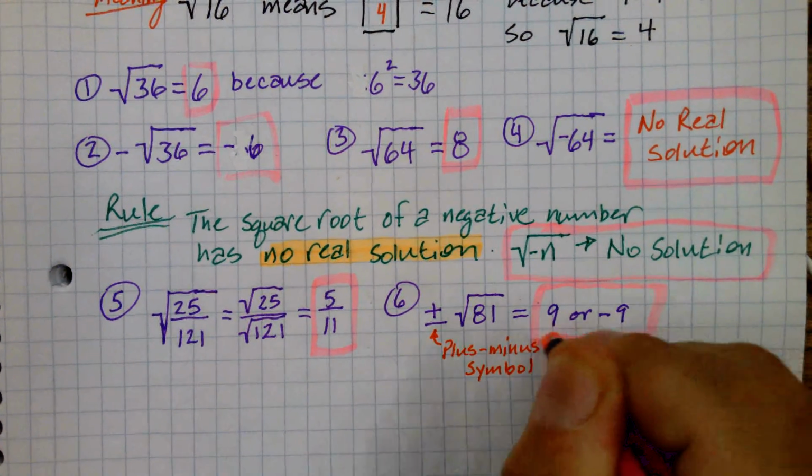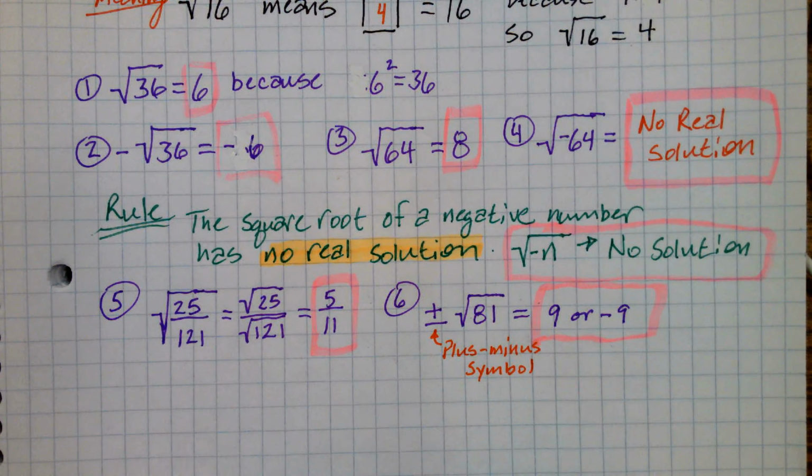Normally, we just give the positive answer, right? Normally, we just give the positive answer because the positive answer to a square root is called the principal square root, or the one that's mainly used. So that's why we always just give the positive one. But every so often, you do have to write both answers, the positive version of the answer or the negative, because it has two answers. And sometimes you do need to show both answers.